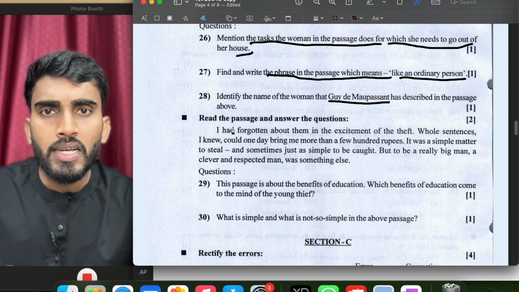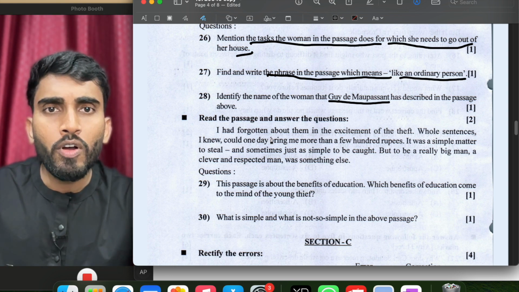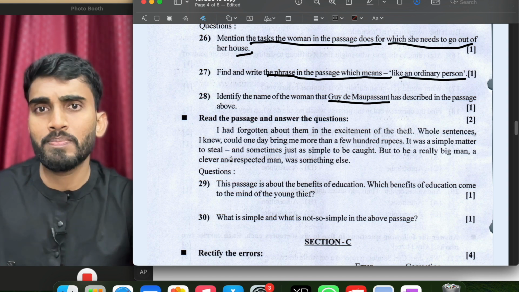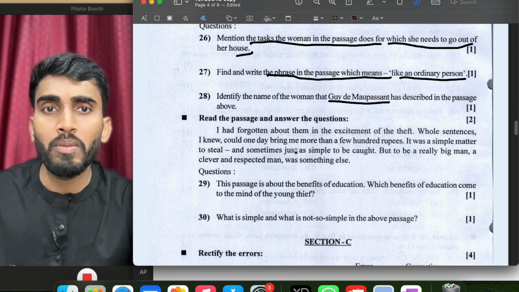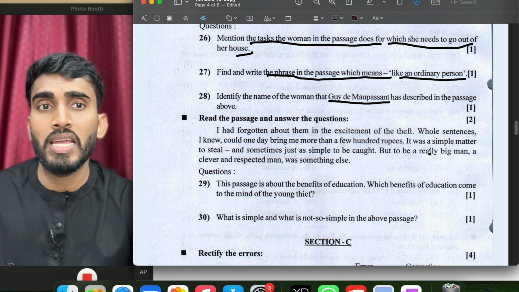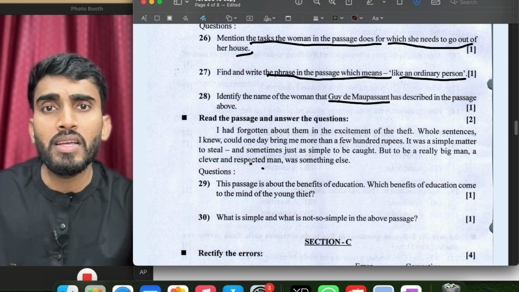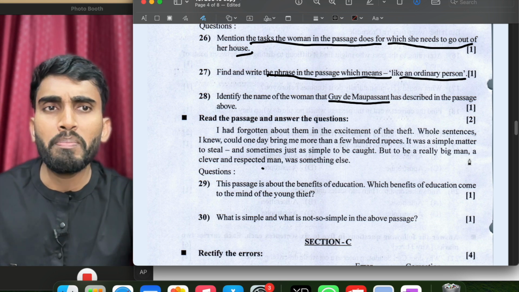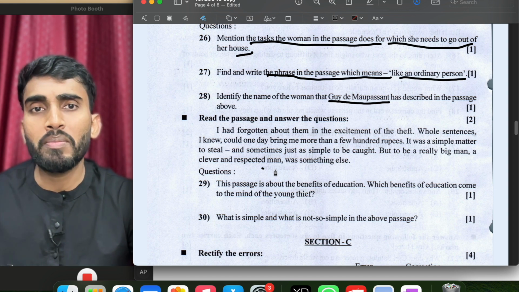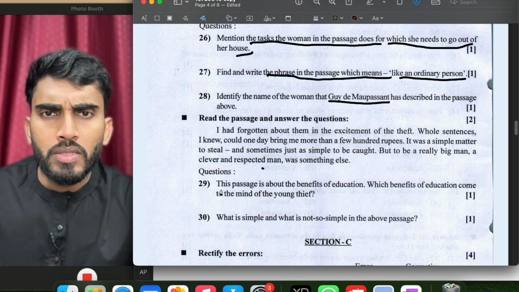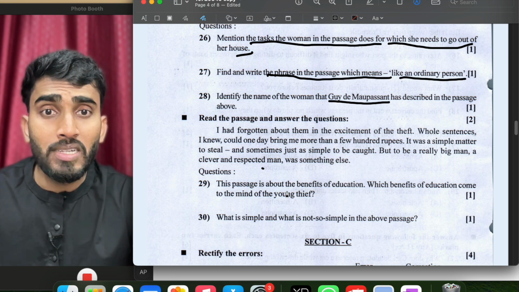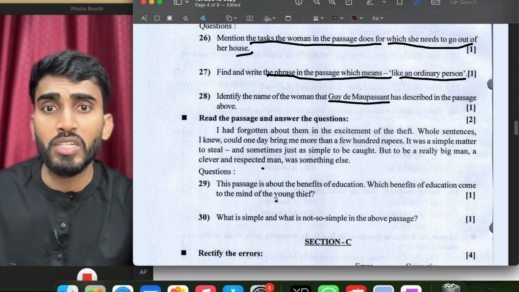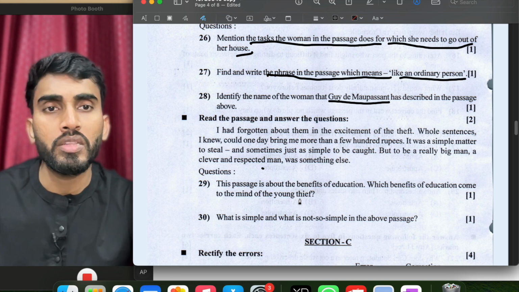It says that I had forgotten about them in the excitement of the theft. Whole sentences I knew could one day bring me more than a few hundred rupees. It was a simple matter to steal some, and sometimes just as simple to be caught. But to be a really big man, a clever and respected man, was something else. The question 29 says this passage is about the benefits of education. Which benefits of education come to the mind of the young thief?